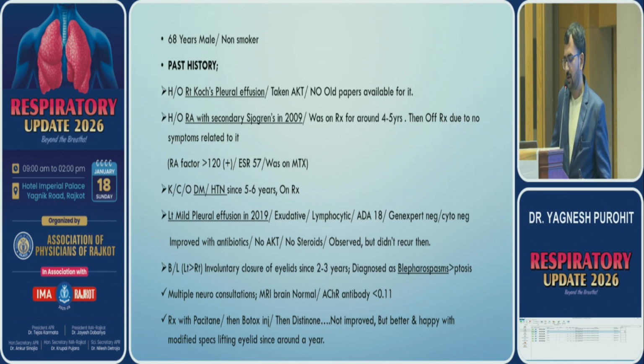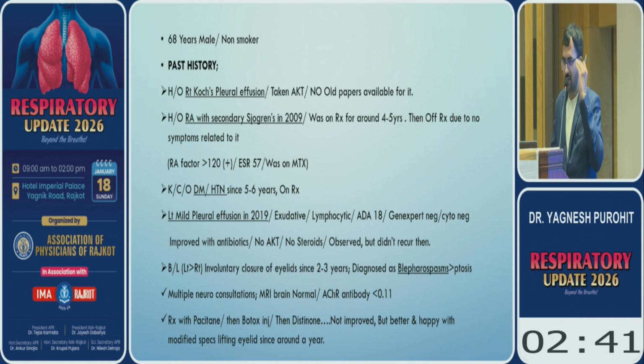History of bilateral involuntary closure of eyelids since 2 to 3 years, and was diagnosed as blepharospasm. Multiple neuro consultations, MRI was normal, acetylcholine receptor antibody was negative. He was treated with Pacitane, Botox injection, Distonin, but nothing worked. But he was now happy with the modified specs, which were lifting his eyelids, since around a year.